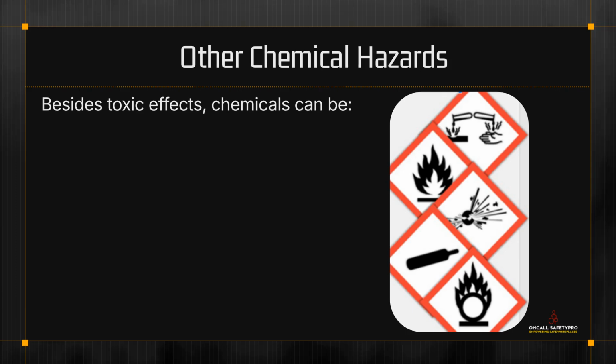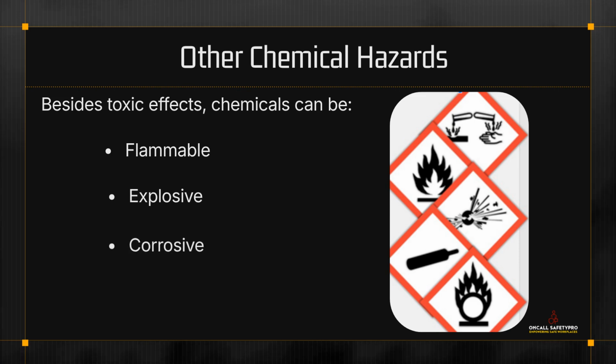Beyond toxic effects, some chemicals are flammable, meaning they can easily ignite near heat, sparks, or open flames. Others are explosive, especially when pressurized or improperly mixed. Corrosive substances can eat away at skin, eyes, or metal surfaces, causing severe damage. Oxidizing agents can cause or intensify fires when combined with other materials.